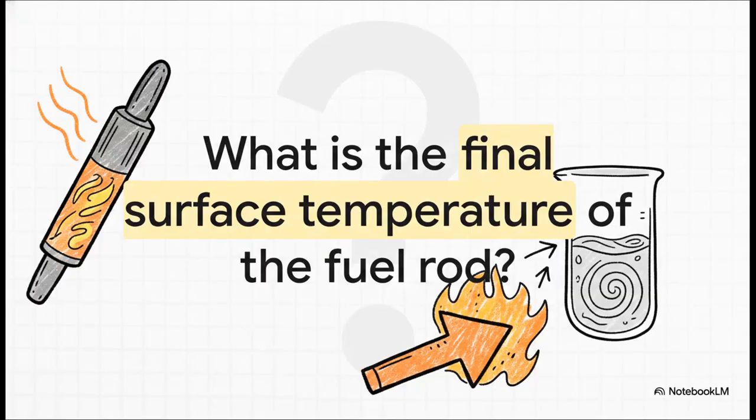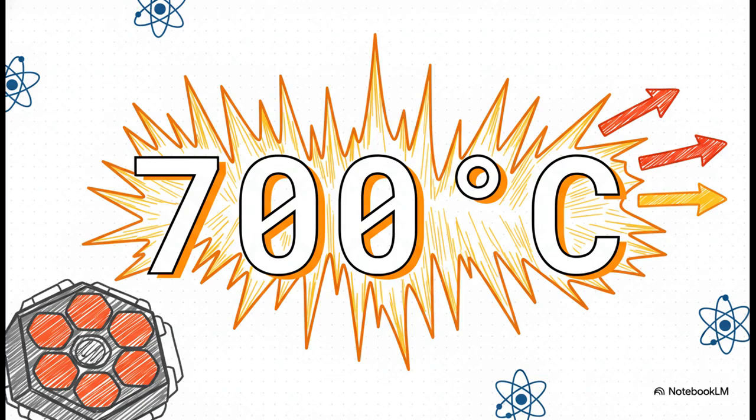So, let's put it all together. The water is 75 degrees Celsius. We just calculated that the surface of the rod is 625 degrees hotter than that. So, what's the final surface temperature? It's just simple addition at this point. 750 plus 625 gives us our final answer, 700 degrees Celsius. That is the temperature on the outside of that nuclear fuel rod.